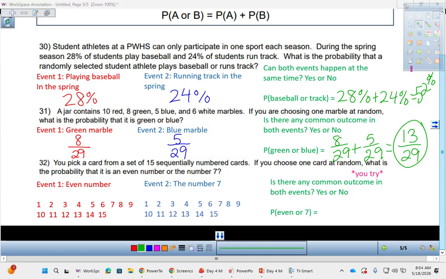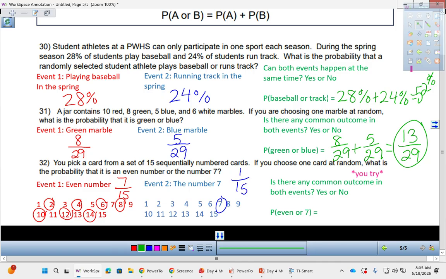All right, how many numbers up here are even? Let's see. 1, 2, 3, 4, 5, 6, 7. 7 out of 15 numbers. How many numbers up here are the number 7? 1 out of 15 numbers.